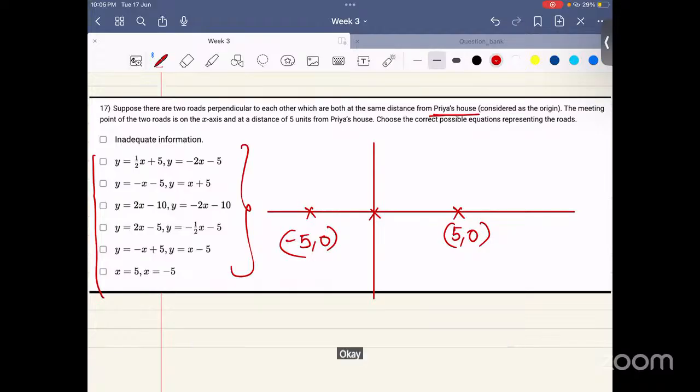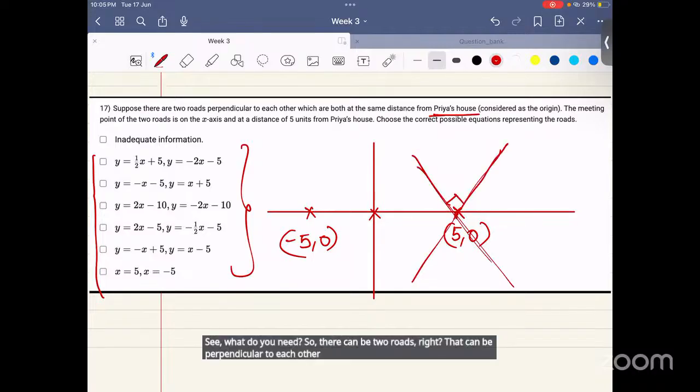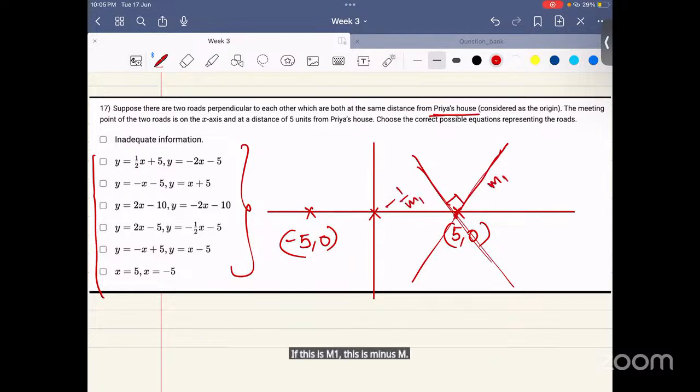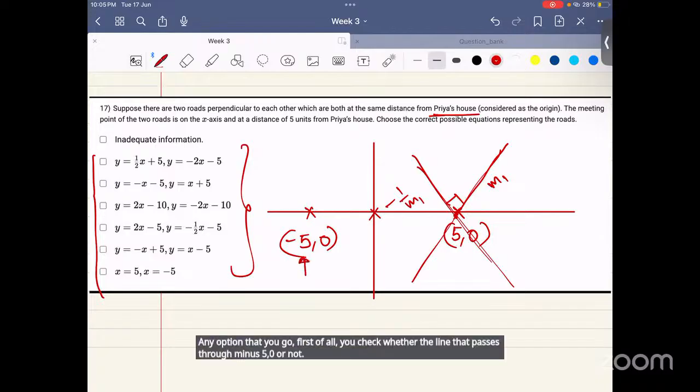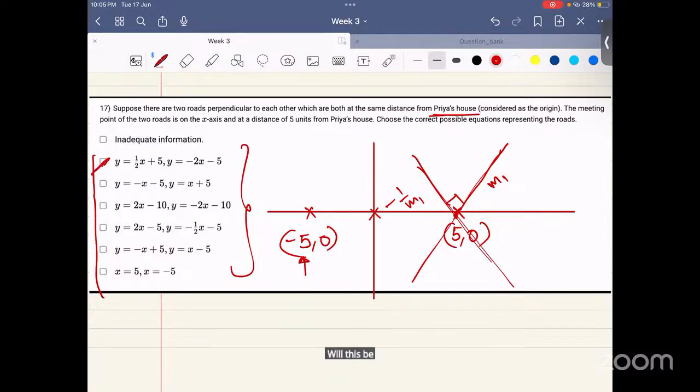Okay. See what you need. So there can be two roads, right, that can be perpendicular to each other and can pass through this. If this is m, this is -1/m, correct? And that passes through (5, 0). Right. Yeah, so you go with any option. First of all, you check whether the line passes through (-5, 0) or not. Will the B option pass through that? I think so.